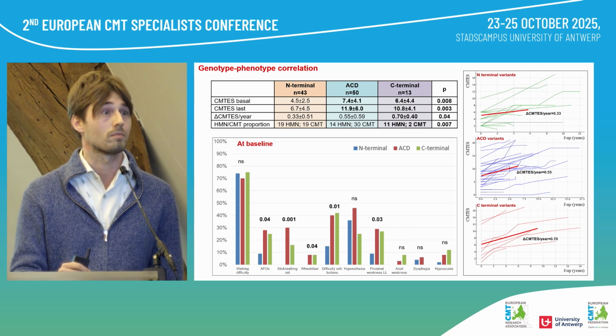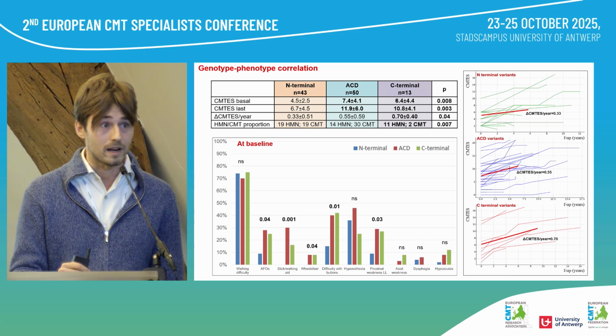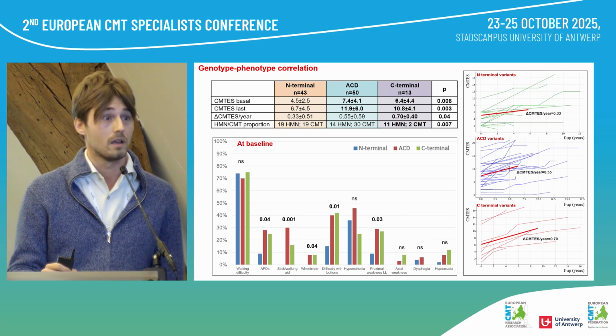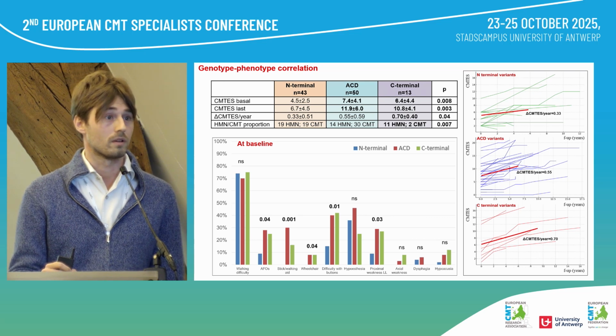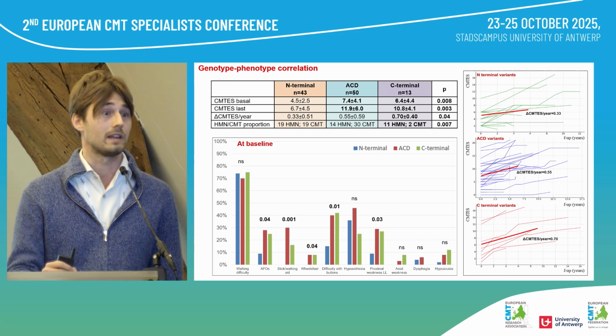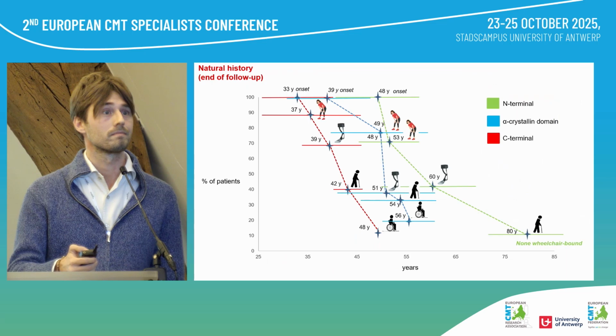severe in progression. Looking at clinical features, patients with alpha-crystallin domain and C-terminal variants were more prone to wear AFOs, as you can see down in the slide, to use a stick for walking, to be wheelchair-bound, to have difficulties in the upper limb, and also proximal lower limb weakness.